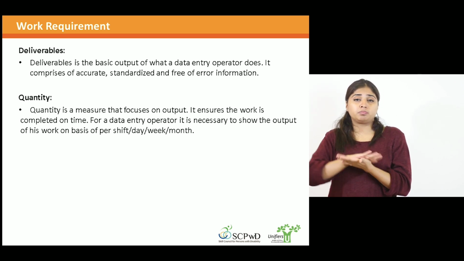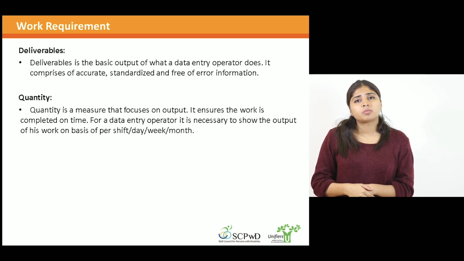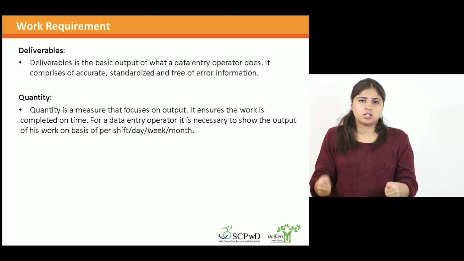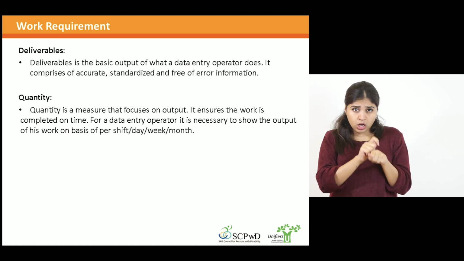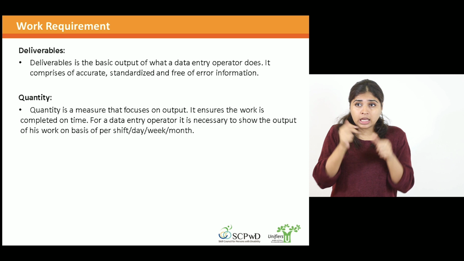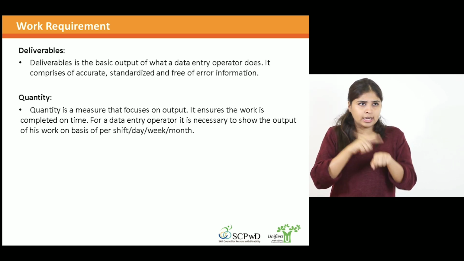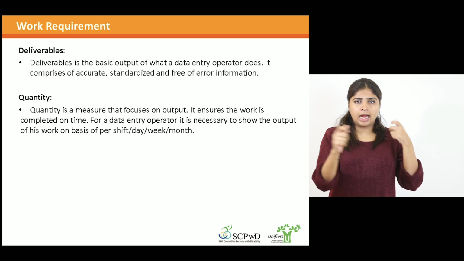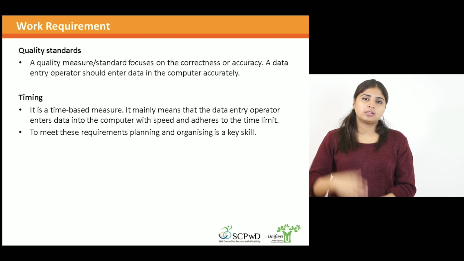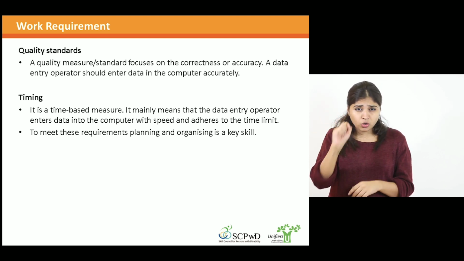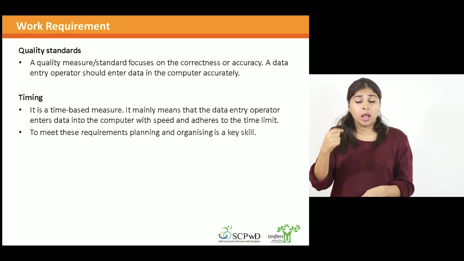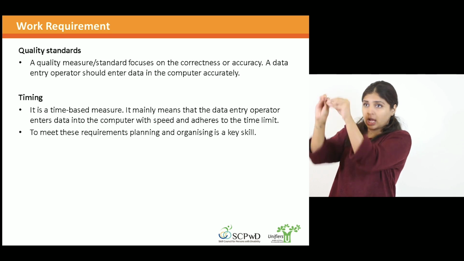Quantity. Quantity is a measure that focuses on output. It ensures the work is completed on time. For a data entry operator, it is necessary to show the output of his work on the basis of per shift, day, week, or month. Quality standards. A quality measure or standard focuses on correctness or accuracy. A data entry operator should enter data in the computer accurately.